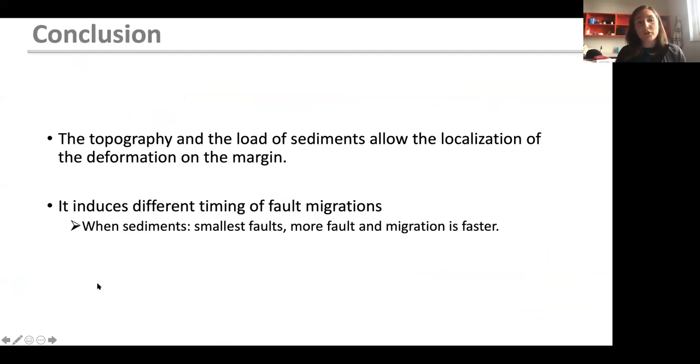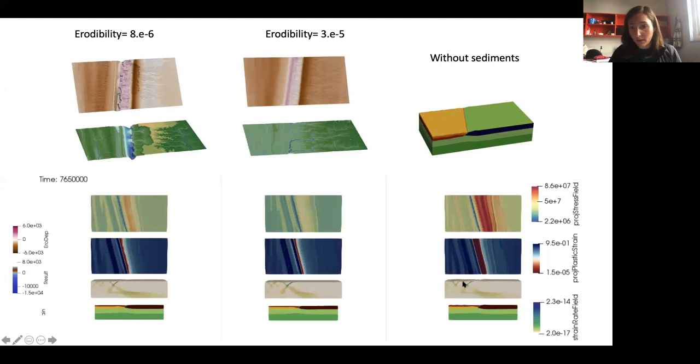So in conclusion, the topography and the load of sediment allow the localization of the deformation close to the margin. And when you add the sedimentation at the surface, it induces different timing of fault migration. So when you have the sediment, you may have smaller faults, but you have more faults and the migration is faster. You can see that here you start to generate this third generation of fault when here they are already there.